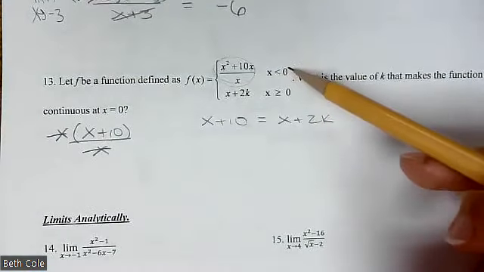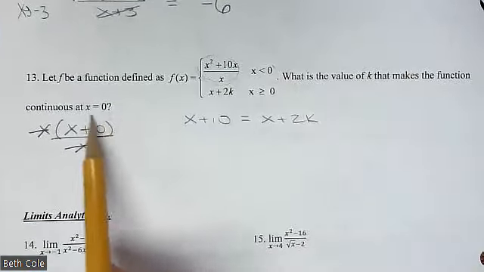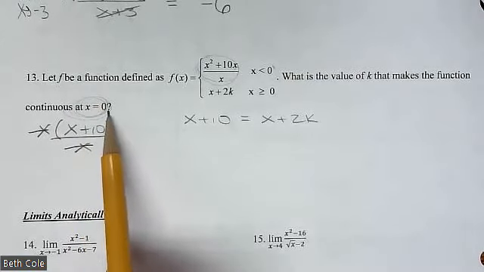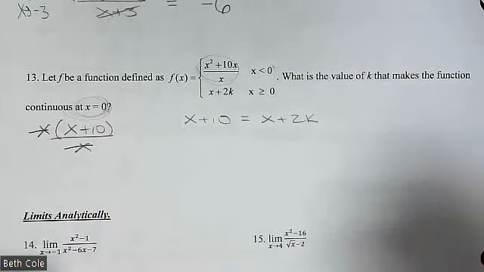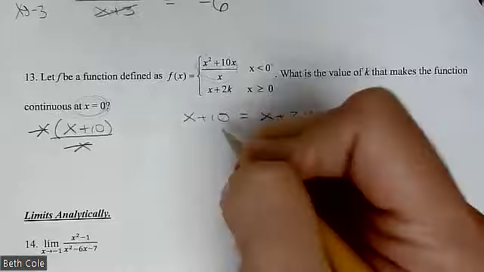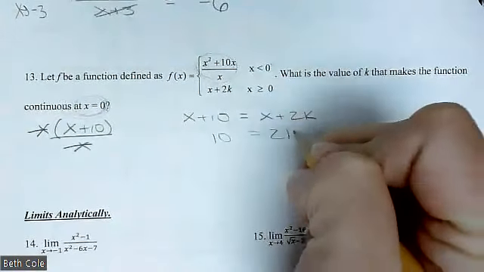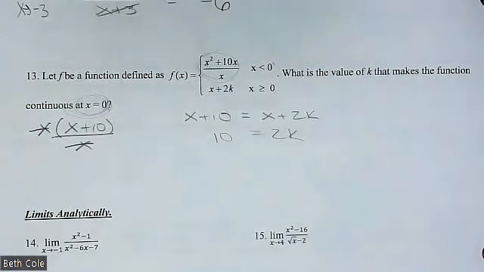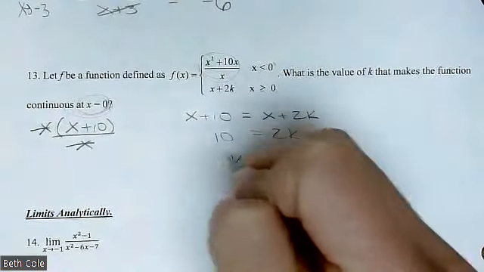It's whatever number it splits at. And actually, it says it in the problem, too. It's going to say at x equals 0. So you're hopefully not going to miss that. But if you plug in 0 for x, you're going to get 10 equals 2k. And so k is 5.